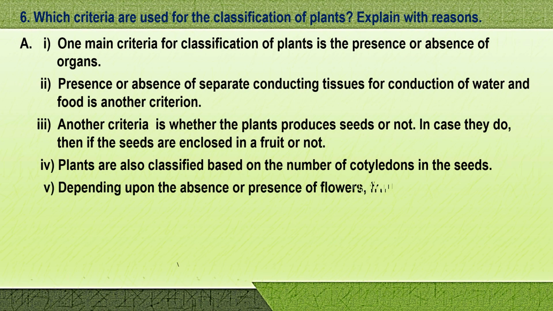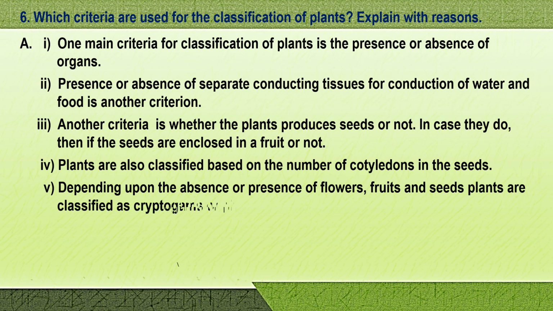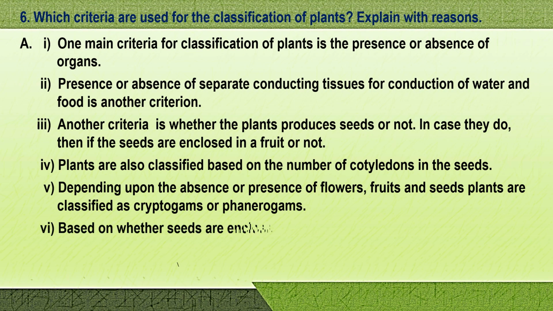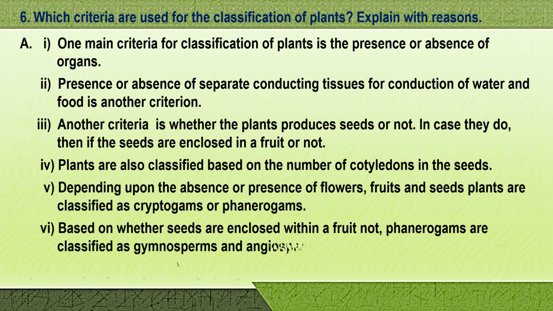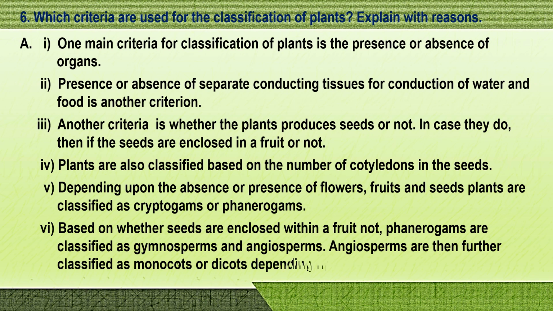Depending upon the absence or presence of flowers, fruits, and seeds, plants are classified as cryptogams or phanerogams. Based on whether seeds are enclosed within a fruit or not, phanerogams are then classified as gymnosperms and angiosperms, and angiosperms are classified as monocots or dicots depending upon the number of cotyledons in the seeds.